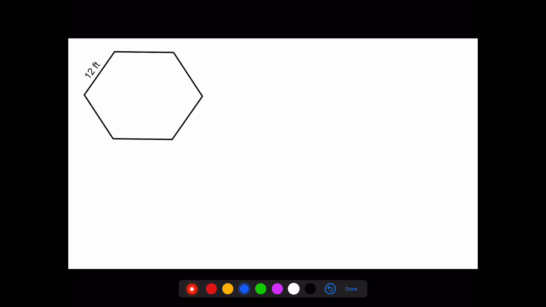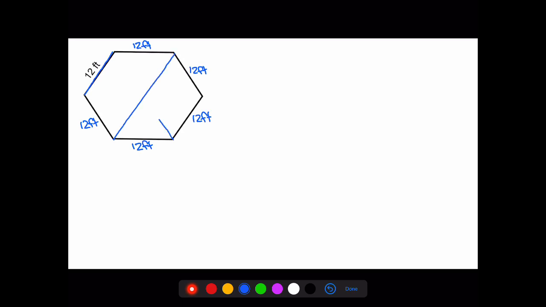We have this polygon here. It's a regular polygon, and we have one of the side lengths being 12. So I know all side lengths are 12, so I can go ahead and mark that to get started. 12 feet all around, and then we can draw our radius and our apothem. So I go ahead and I just start drawing my radius.